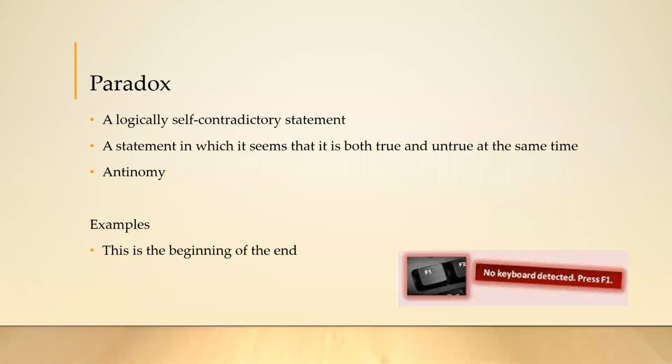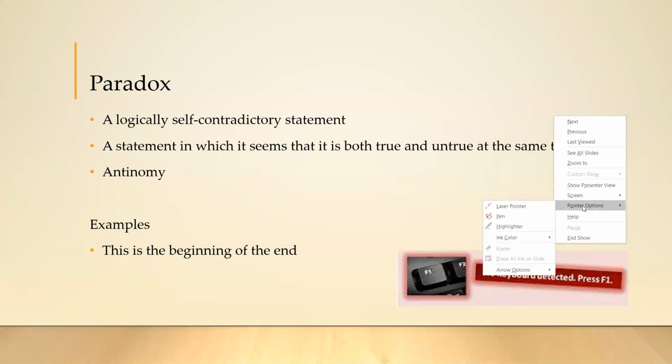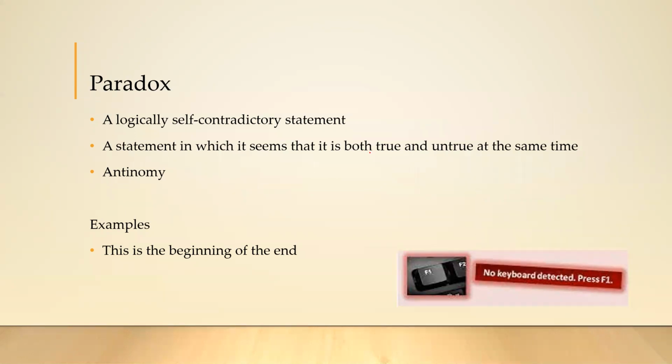Now, a paradox is a logically self-contradictory statement. From one angle, when you look into the statement, you feel that it is true. And then from another angle, when you look at it, you will find it to be false. So that is why I've written over here: it is a statement which you will feel is both true and untrue at the same point of time. It is also called an antinomy. Paradoxes are also called antinomies.